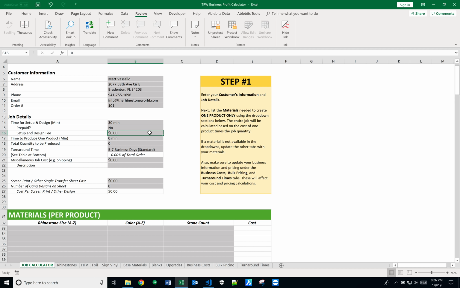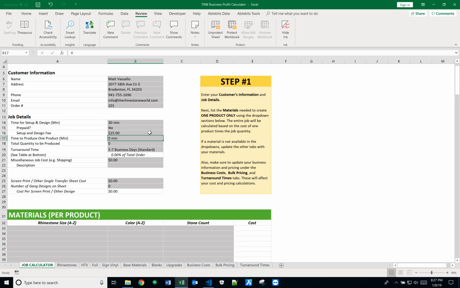And then it's going to ask you, what was the design and setup fee? What did you charge the customer? Again, maybe you're not charging the customer. It's a good idea to charge because this is costing your business time and therefore money. So let's say for this particular order, we charge $25 for that 30 minutes.